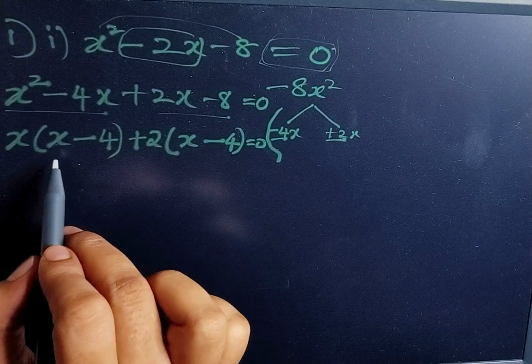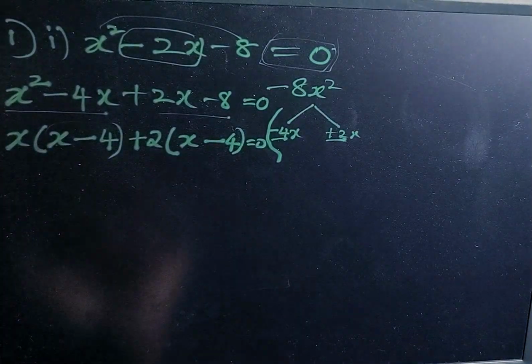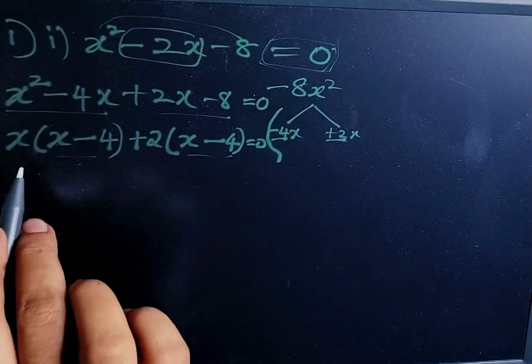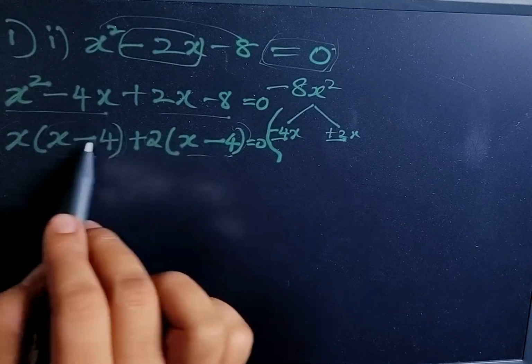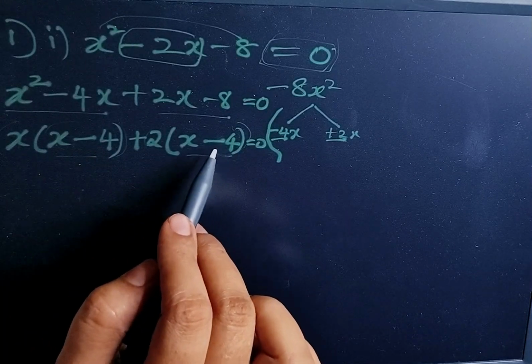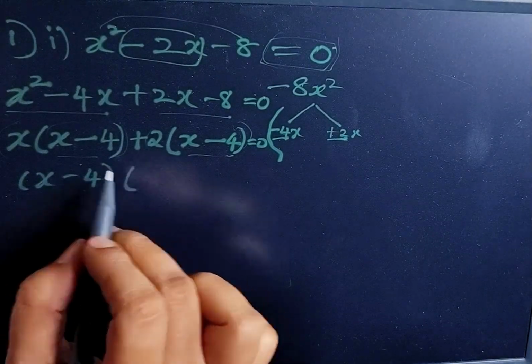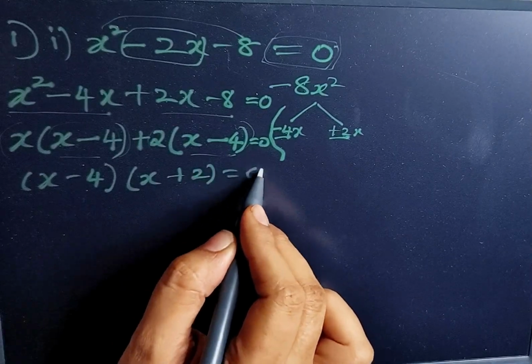Always check that these brackets have the same term. Only then we can take that particular term as common. So this is one term, this is one term. In these two terms, x minus 4 is common. So we are taking that x minus 4 as common. If we take that as common, the remaining will be x plus 2 equal to 0.